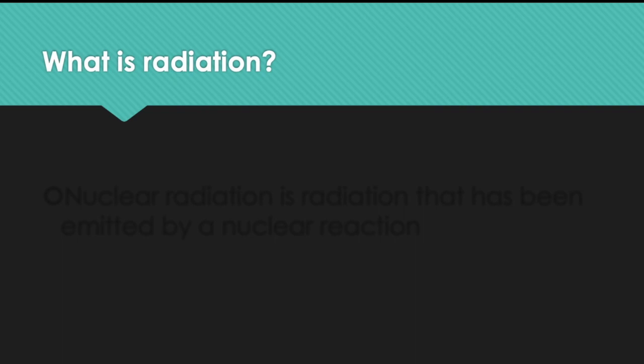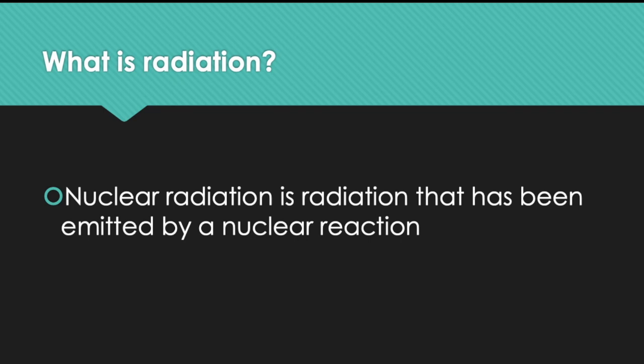The type of radiation that we're going to be looking at specifically here, though, is nuclear radiation. And that's radiation that has been emitted by some kind of nuclear reaction. And pretty much all nuclear radiation is ionizing. So we are going to be talking about some of the harmful forms of radiation.